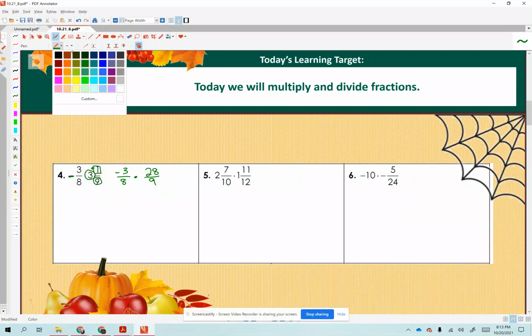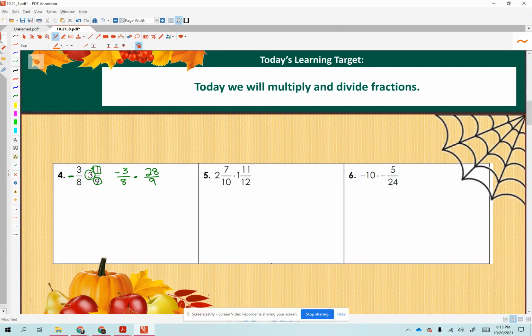Now let's see if we can do any simplifying here to make our number smaller and easier to deal with. I noticed that 8 and 28 are both divisible by 4. 8 divided by 4 is 2, and 28 divided by 4 is 7. And I also noticed that 3 and 9 are both divisible by 3. So 3 divided by 3 is 1, and 9 divided by 3 is 3. So I can rewrite this problem as negative 1/2 times 7/3.